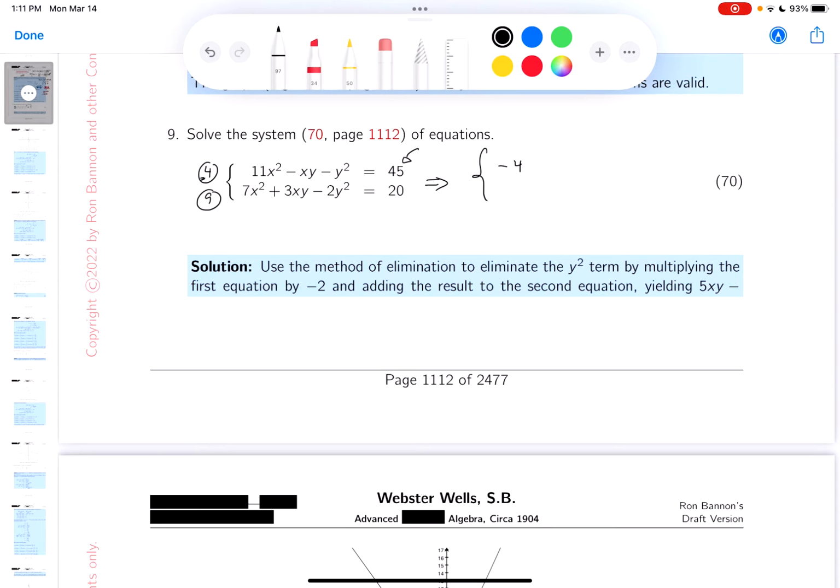Minus 4 times 9 gives minus 36x squared, plus 4xy, and then plus 4y squared, and then minus 180. On the bottom is 9, so 63x squared, 27xy, and minus 18y squared equals 180. And then I'm going to add the two together and hope for the best.